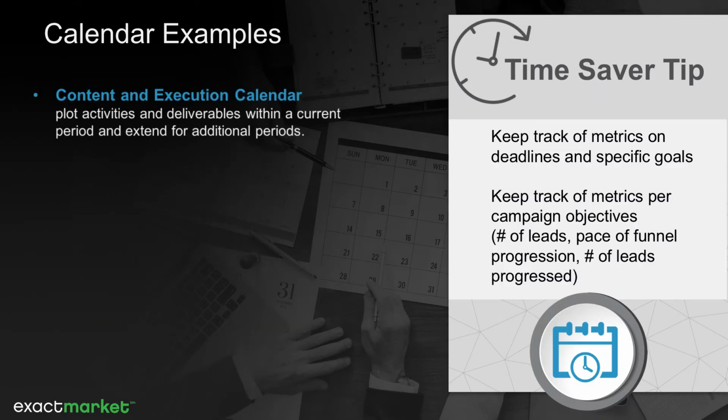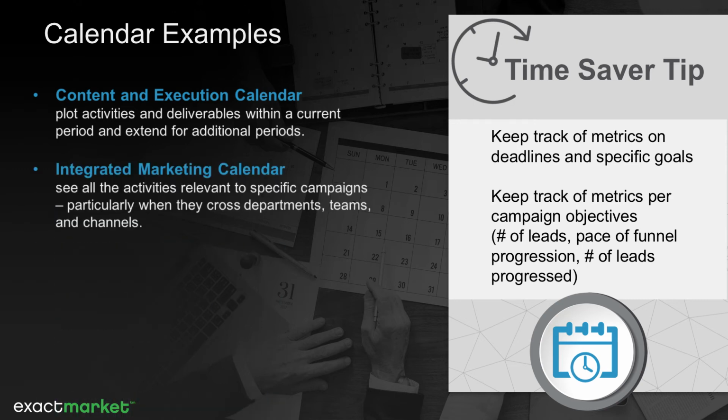The content and execution calendar is probably the most common marketing calendar. This 90-day calendar enables you to plot activities and deliverables within a current period and can be extended for additional periods. Keep track of metrics for meeting deadlines and achieving certain goals. The integrated marketing calendar is a 90-day calendar that maps all the activities relevant to specific campaigns, particularly when they cross departments, teams, and channels. Keep track of metrics per campaign.